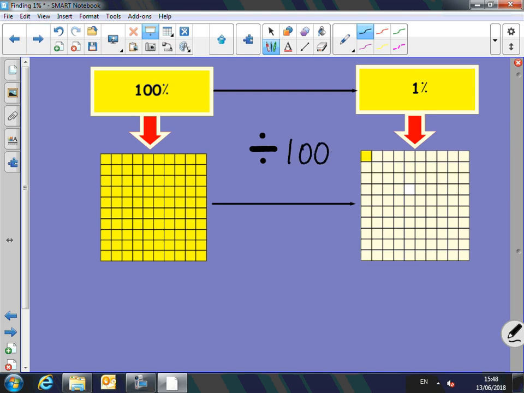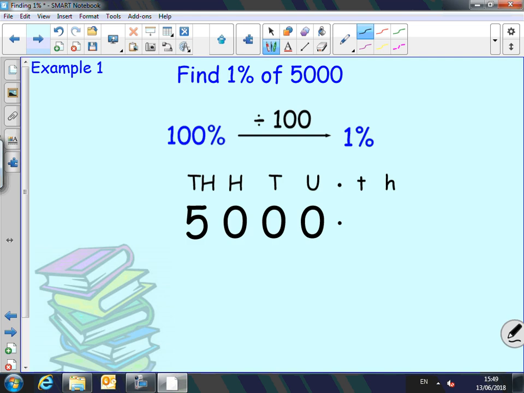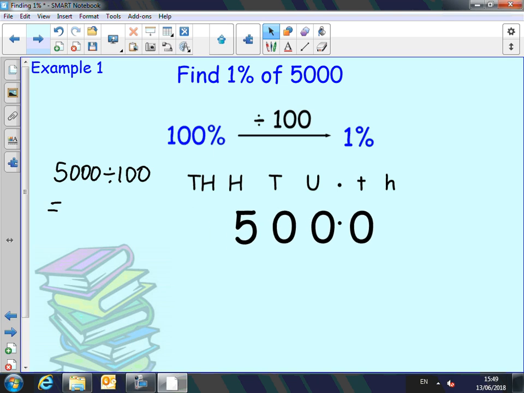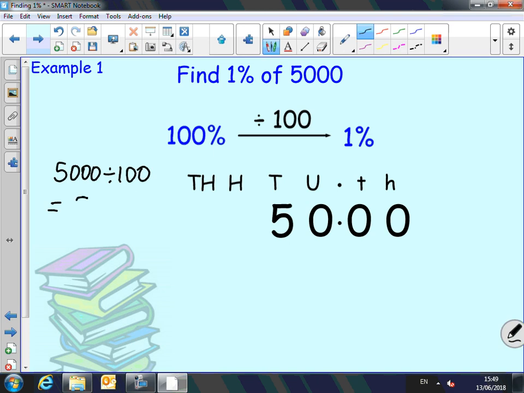So if you're ever asked to find 1% of any given value, all you need to do is divide by 100. So our first question is, find 1% of 5,000. So to do that, we take 5,000 and divide by 100. Now, we know when we divide by 100, we move all our numbers 2 places to the right. So that'd be 1, 2. So our final answer is equal to 50. So 1% of 5,000 is 50.